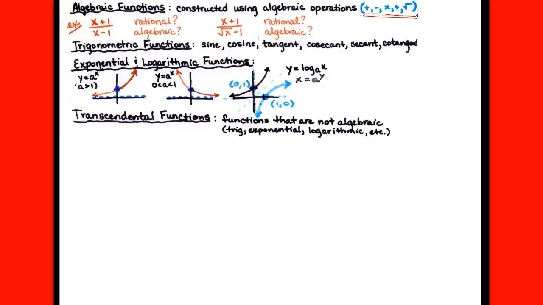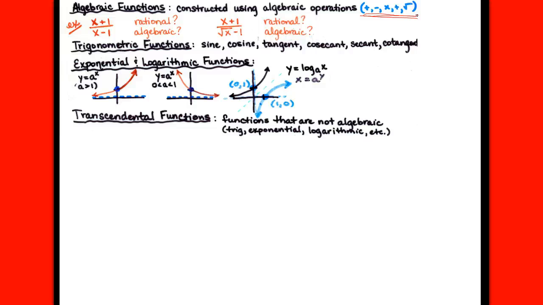Because think about what we said a second ago. A rational function was a polynomial divided by a polynomial, right? Well, you can form a polynomial by adding, subtracting, multiplying, and dividing. And then if you had a polynomial divided by another polynomial, again, that's adding, subtracting, multiplying, and dividing.